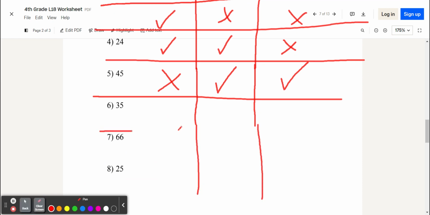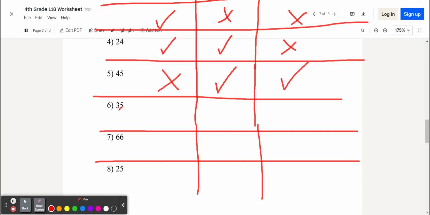And then on to the last three. 35 ends with a 5, which is odd, so that's a no. 3 plus 5 is 8. 8 is not divisible by 3, so that's another no. But it ends with a 5, so that is a yes for the divisible by 5.